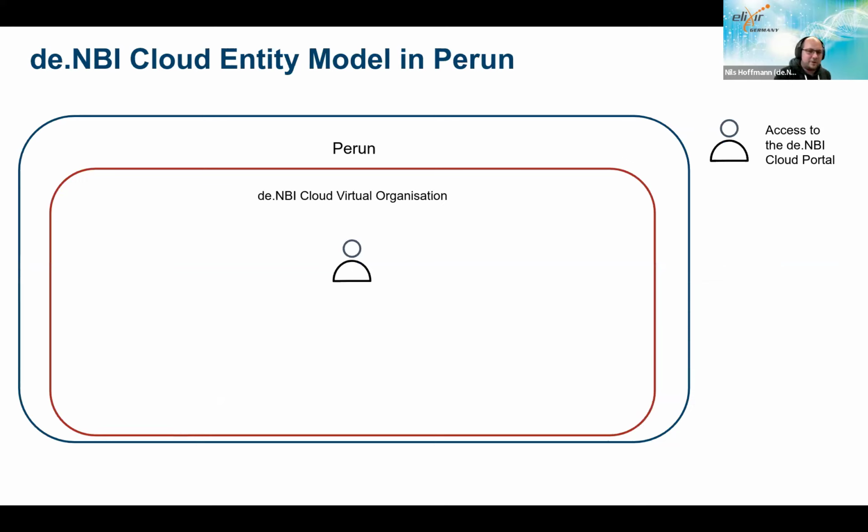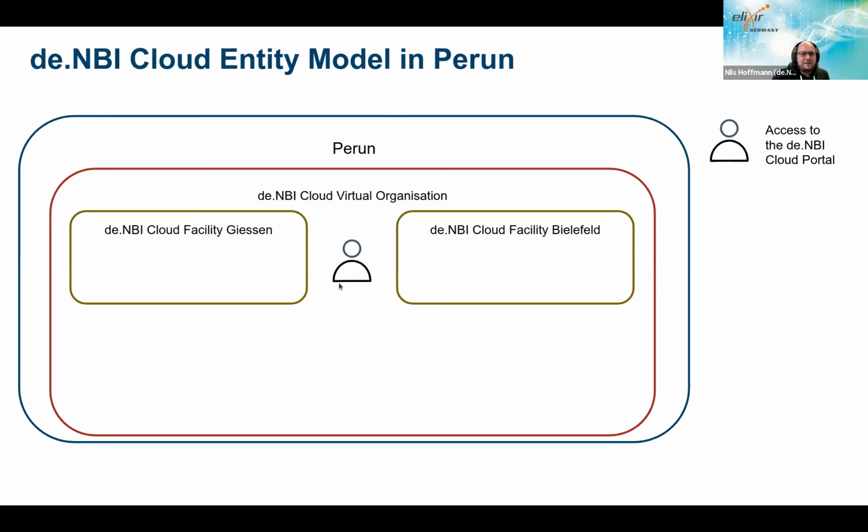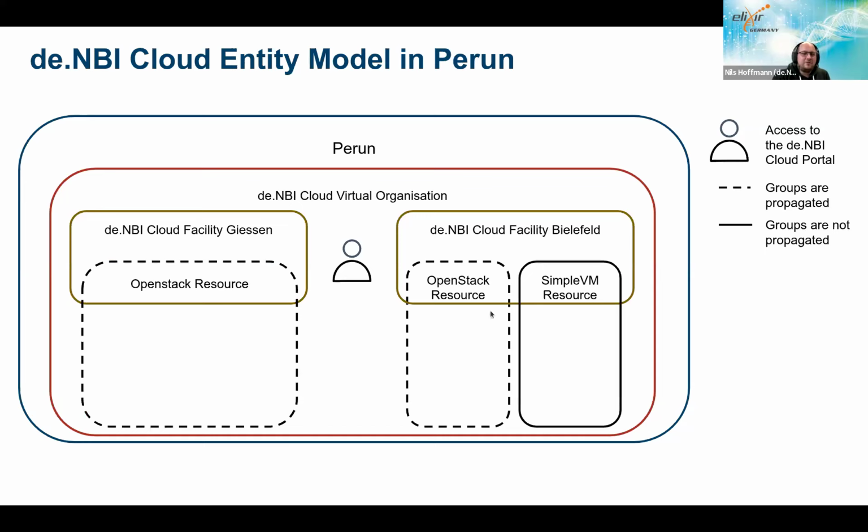If we look at this from another perspective, this is very simplified. So we see Perun up here. We have the de.NB Cloud virtual organization. And we can model different facilities in here. For example, we would have two facilities, Gießen and Bielefeld, which are dedicated cloud sites, each of them running their own OpenStack system. And the groups within Perun that are assigned to the de.NB Cloud facility Bielefeld would then be propagated, for example, also to this cloud OpenStack endpoint that we configured with the OpenStack adapter.